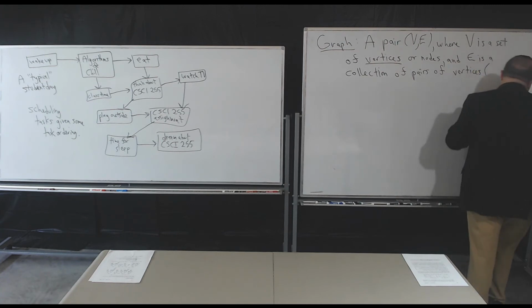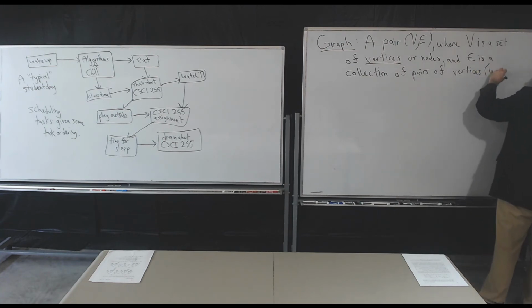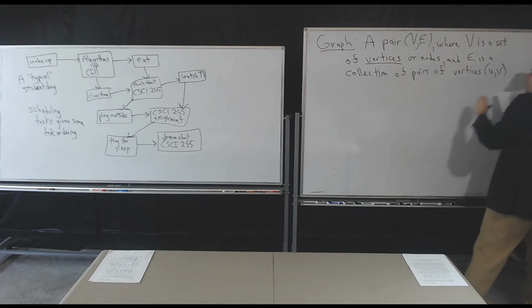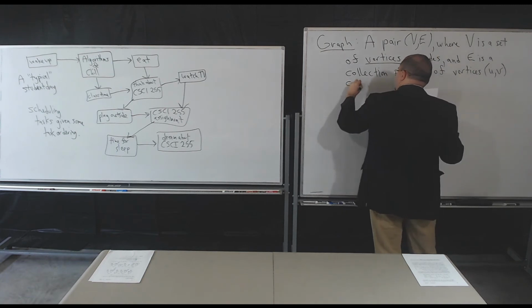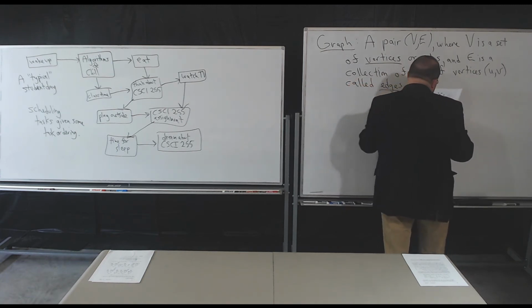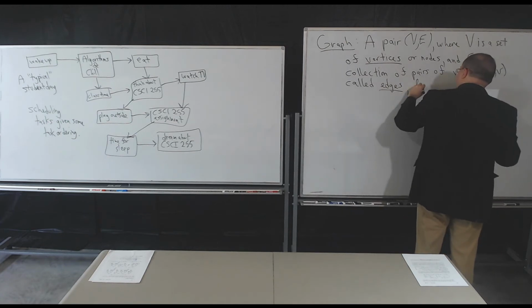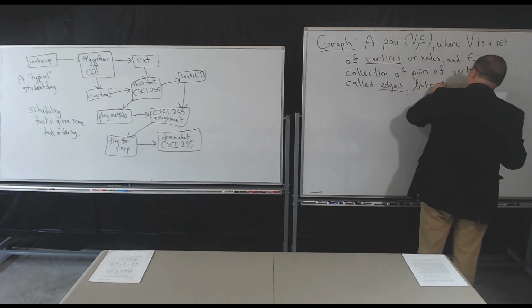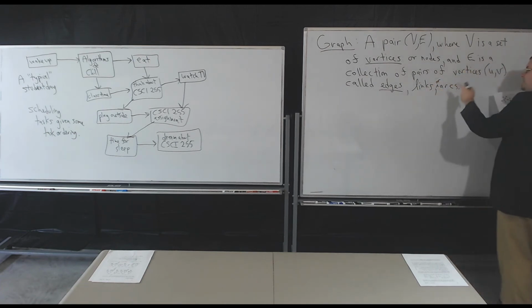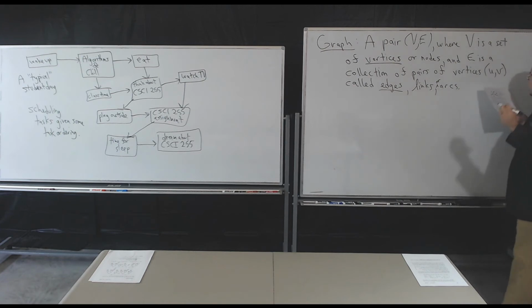Which I'll write with rounded parentheses (U, V). And in certain contexts, this (U, V) will change, so just be aware of that. What are these called? These are called edges, links, or arcs.